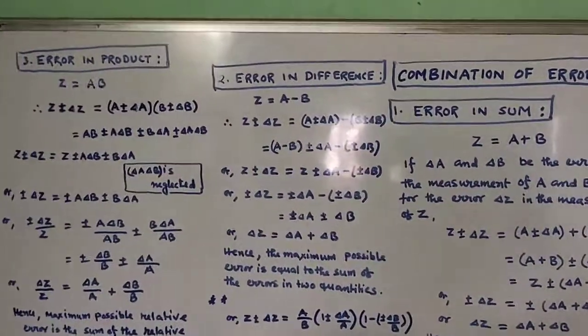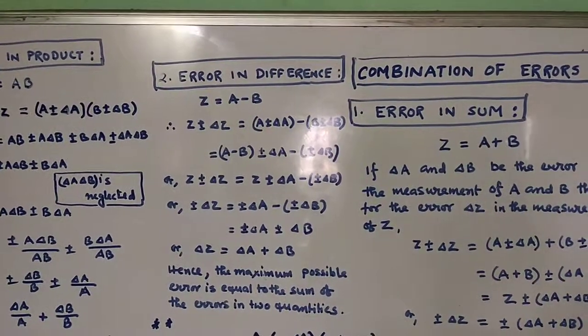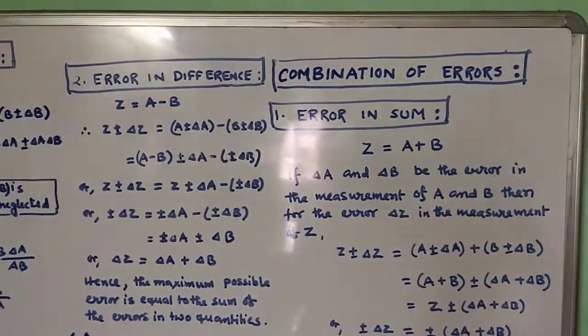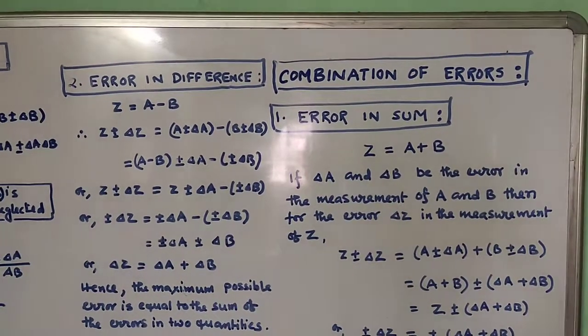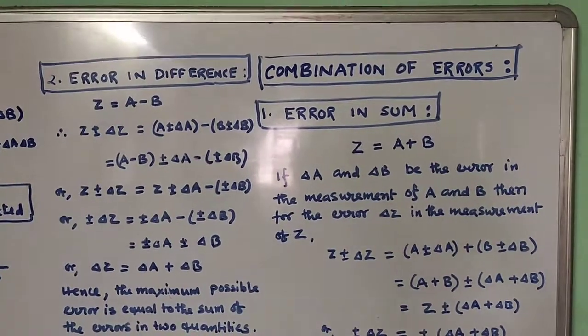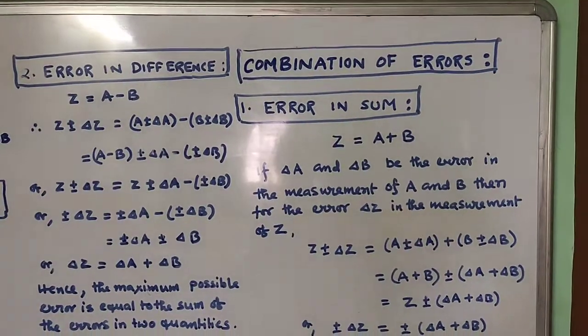Good morning, students. Today we are going to discuss a few important topics from chapter 2, Units and Measurement. The first topic which we are going to discuss is a combination of errors. Now, under the combination of errors, first of all, we are going to discuss error in sum.